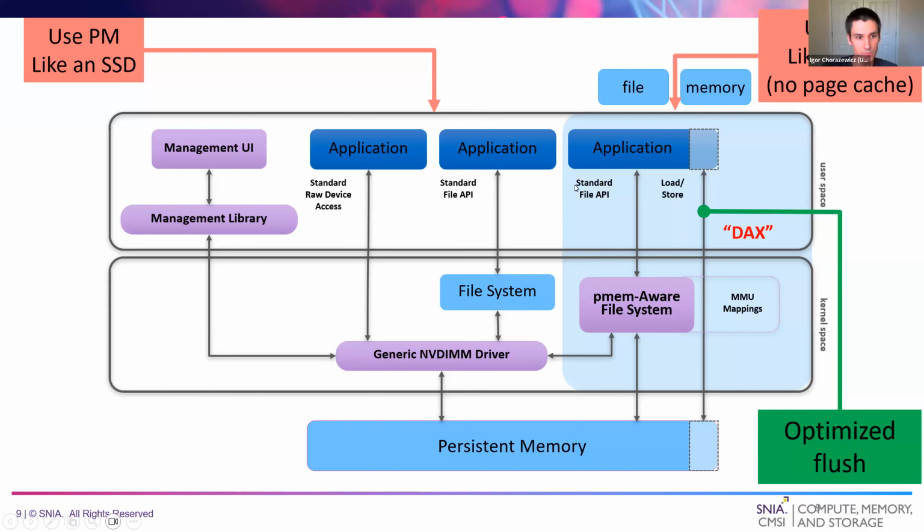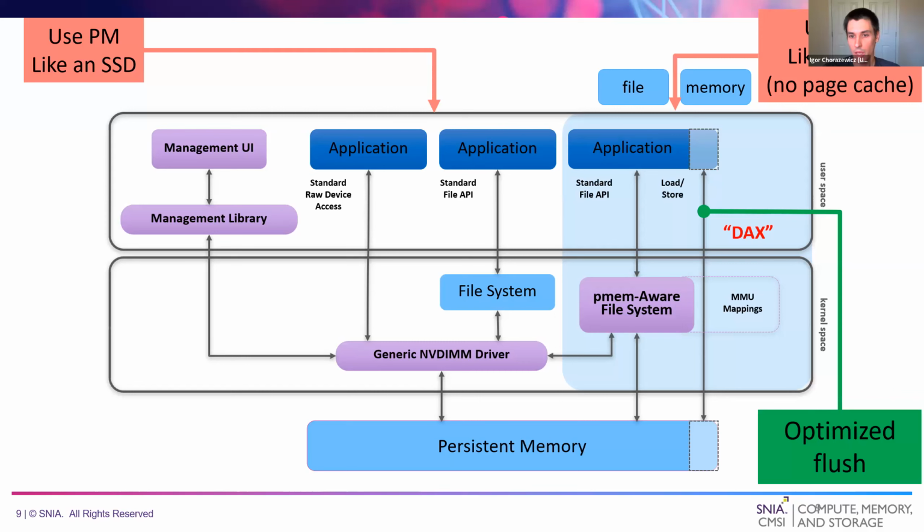So here on the right, you can see this light blue box where we have a PMEM-aware file system. It can be ext4 mounted with a special flag or any other file system that supports persistent memory. In this case, what we have is a way to access the contents of persistent memory without going through much of the overhead introduced by the operating system.